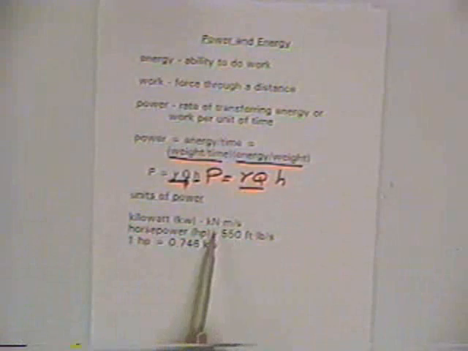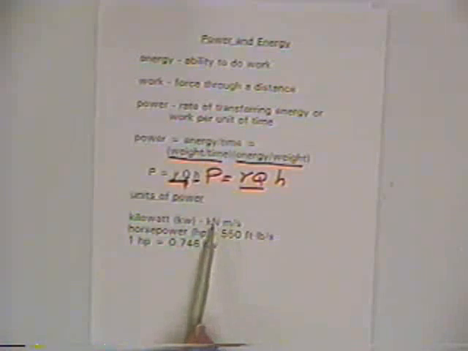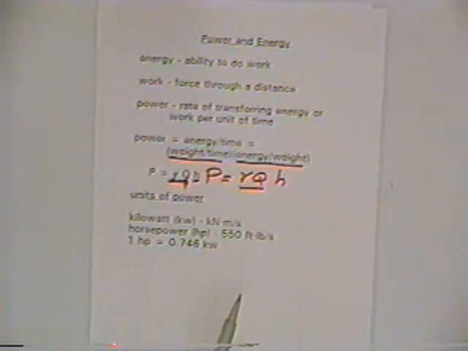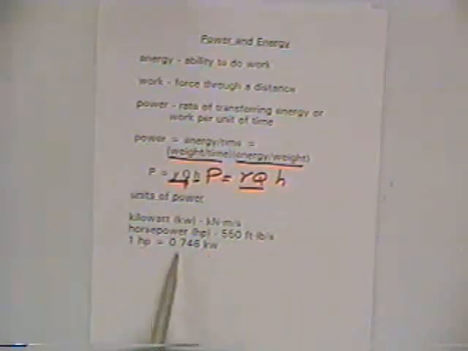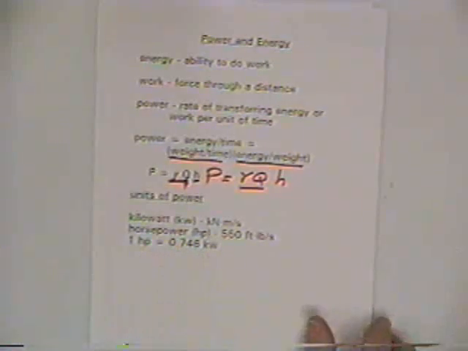In the metric system, we use the kilowatt, and so energy would be a kilonewton times meter, but this is a rate, so it's kilonewton times meter per second, and that's termed a kilowatt. In the English system, we use the horsepower, and a horsepower is 550 foot-pounds per second. And so the conversion between English and metric is 1 horsepower is 0.746 kilowatts. So there's the power equation.